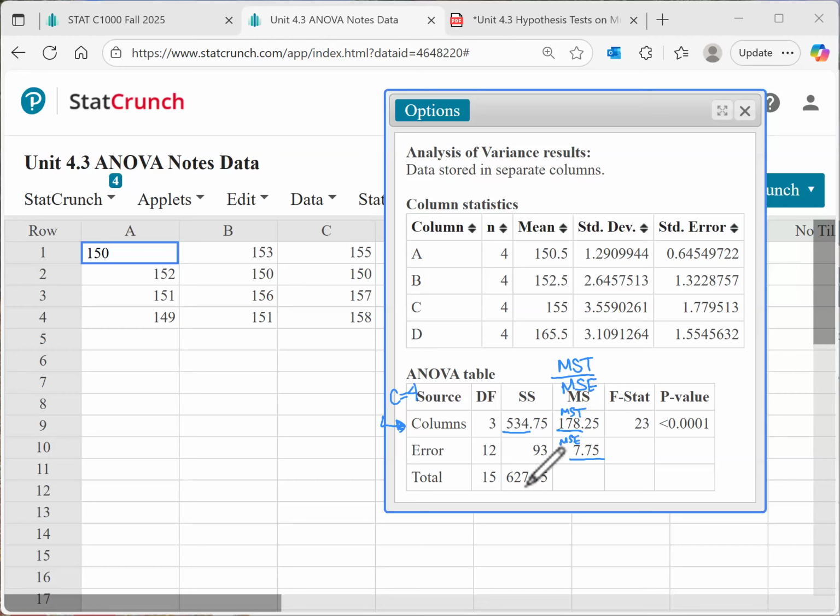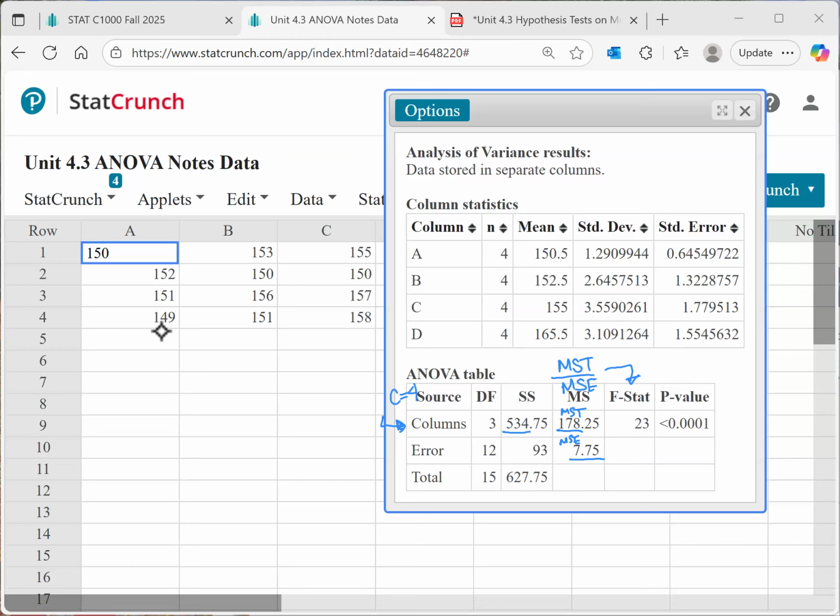I'm never going to ask you guys to compute this by hand, so you're always going to be able to use technology to find them. Then you just divide them. You take MST divided by MSE, and that gives you the F statistic. So it's more or less the way it's already here, 178.25 divided by 7.75. That gives you 23. So what you're saying is that the variability across the groups, 178.25, is around 23 times as large as the variability within the groups.